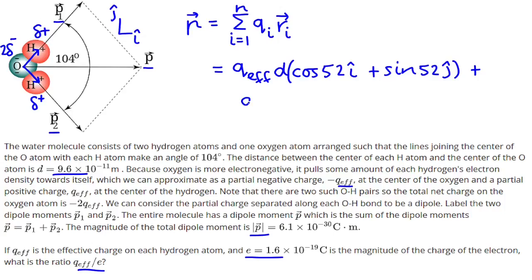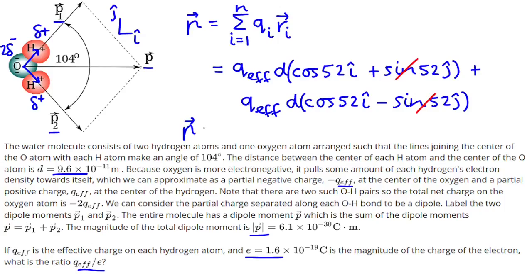So we have the effective charge by the horizontal component of the position vector to the second charge, which is also d cosine 52 degrees, and this time the vertical component acts in a negative j direction, so we have minus d sine 52 degrees. So these terms cancel, and we're left with the net dipole moment being 2 by the effective charge by d cosine 52 degrees in the horizontal direction.